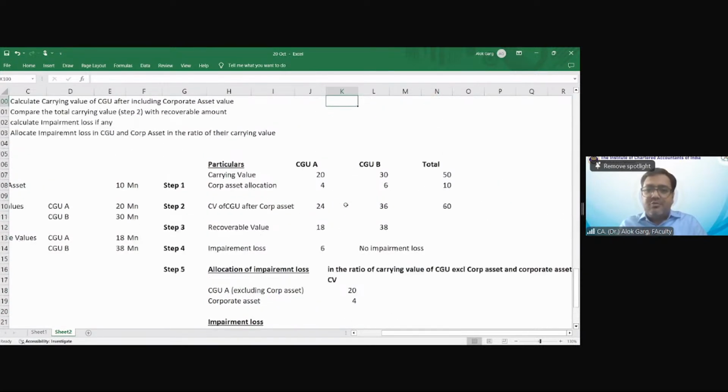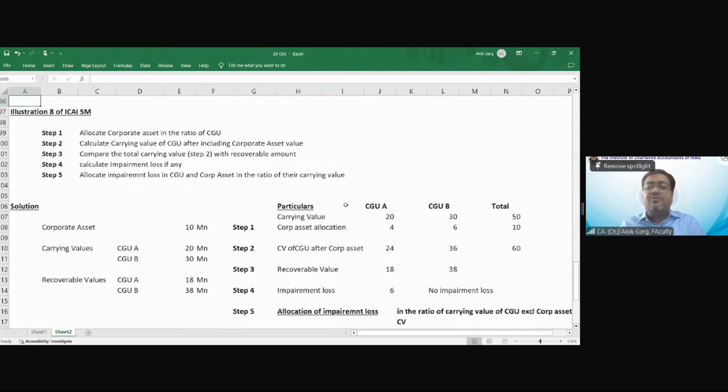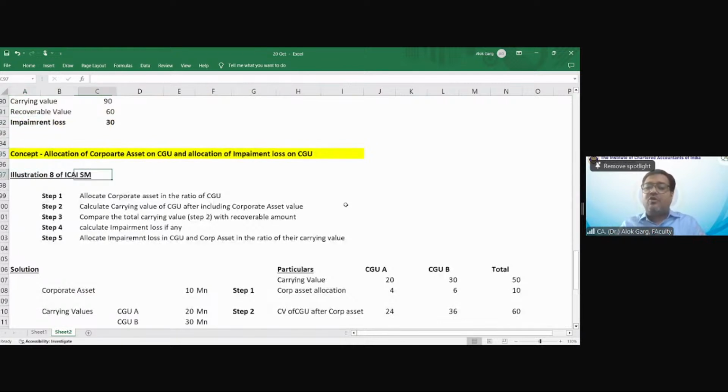But friends, with the help of this question, have you understood how to compute the impairment loss on corporate asset? Number 1, you need to allocate the corporate asset to the cash generating unit to which this corporate asset belongs. Number 2, you compute the revised carrying value. Number 3, you need to see the recoverable value. Number 4, you need to compute the impairment loss on that CGU after corporate asset. Then if there is any impairment loss, you need to allocate that impairment loss to the CGU excluding corporate asset and corporate asset. Okay.